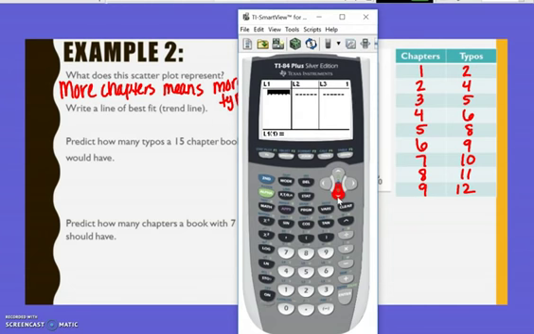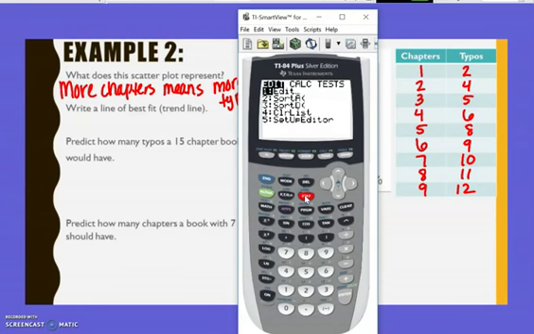So I'm going to type these in, and this is just 1, 2, 3, 4, 5, 6, 7, 8, 9. And then 1 is 2, 2 is 4, 3 is 5, 4 is 6, 5 is 8, 6 is 9, 7 is 10, 8 is 11, and 9 is 12. So you've got to make sure you double check and everything looks good.